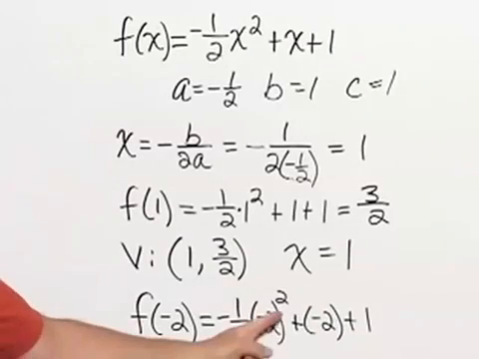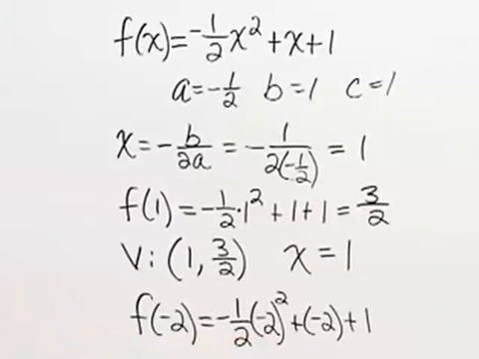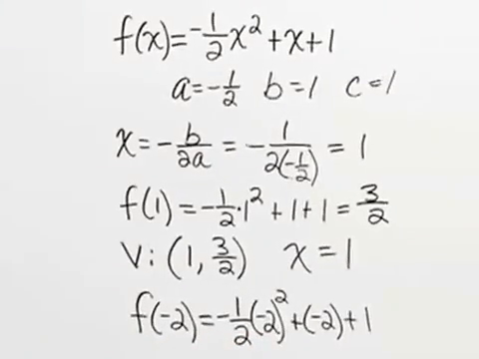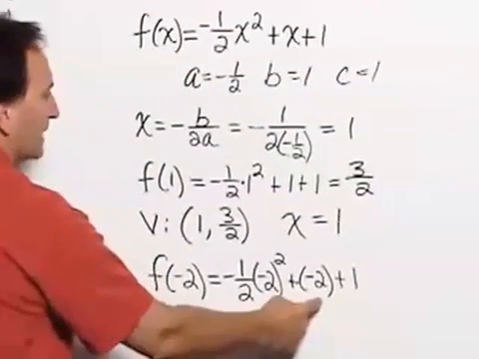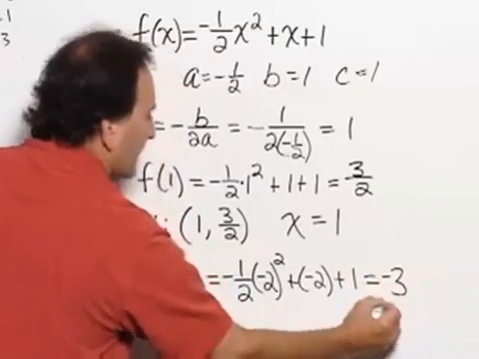Now, negative 2 squared is positive 4. Positive 4 times negative 1/2 is negative 2. So we have a negative 2 plus a negative 2, which is negative 4, plus a 1, which is negative 3.